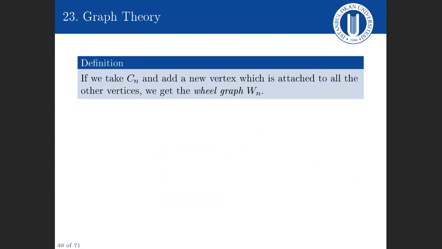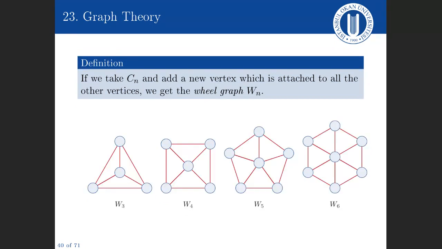If we take Cn and we add a new vertex in the middle, which is connected to all of the other vertices, then we get a graph which is called a wheel graph. There's perhaps a little bit of confusing notation here. W3 has four vertices because we've started with C3 and then we've added one more.